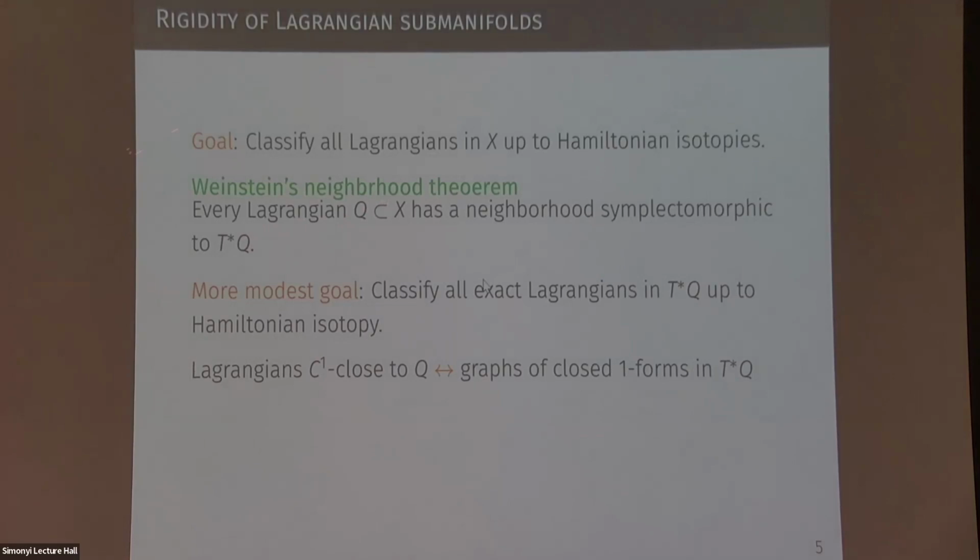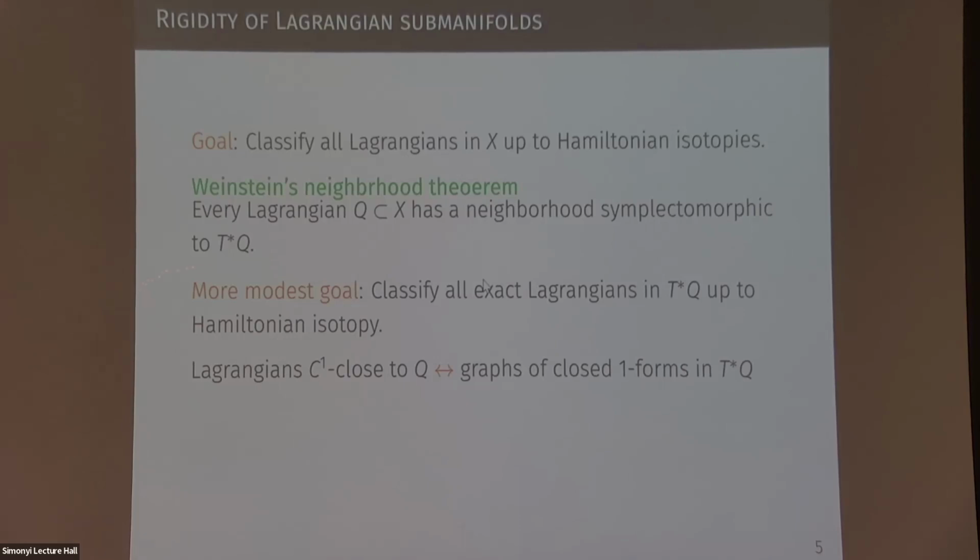Namely, it's the Weinstein neighborhood theorem, which says that every Lagrangian Q inside the symplectic manifold is always going to have a tubular neighborhood which is symplectomorphic to the cotangent bundle of Q with the standard symplectic structure that I explained. So whenever you see a Lagrangian, you have a pretty good handle on how the neighborhood of the Lagrangian looks inside the symplectic manifold.